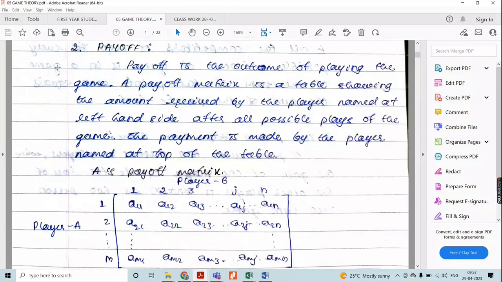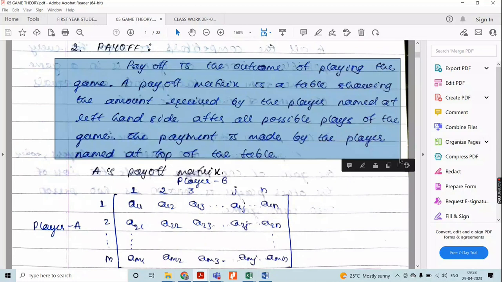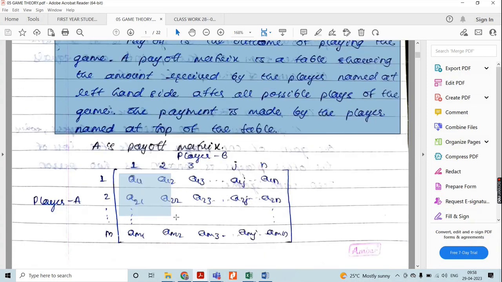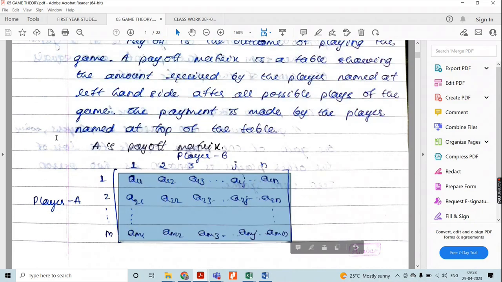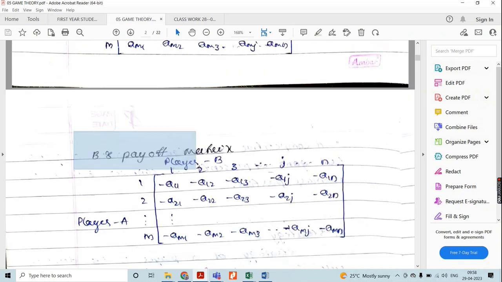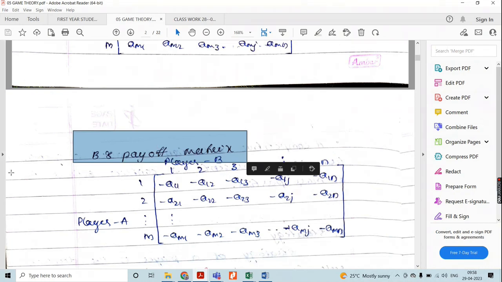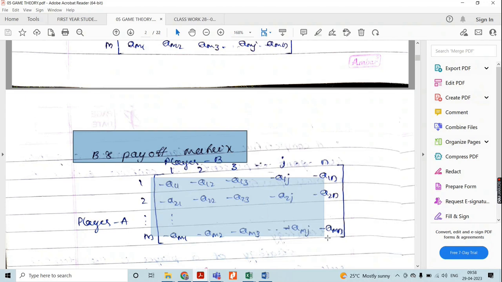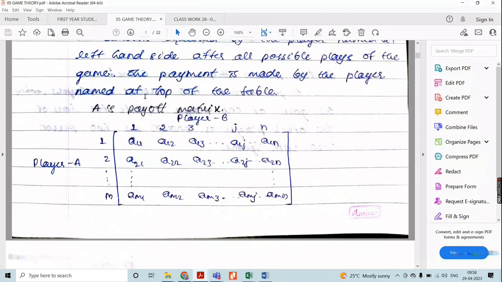Then payoff. Every game has an outcome, whatever outcome is presented from an individual playing the game or a team. According to that, the value considered as the output of that particular game is called payoff. For the one who won, those values are always positive. That itself is called A's payoff matrix, where A is the winner and all the elements are positive. Corresponding to B, the loser, all the values present in the matrix are negative. This is the representation of a payoff matrix.